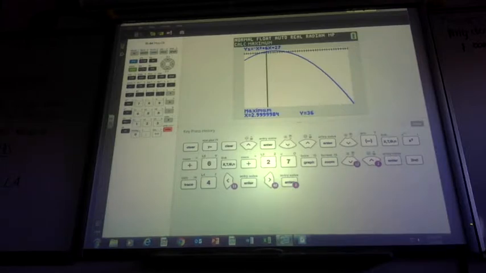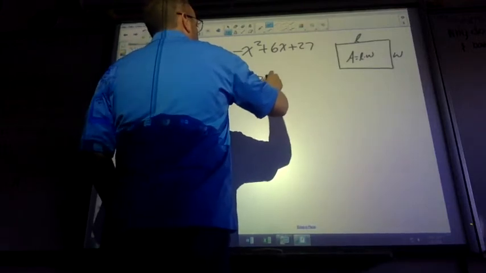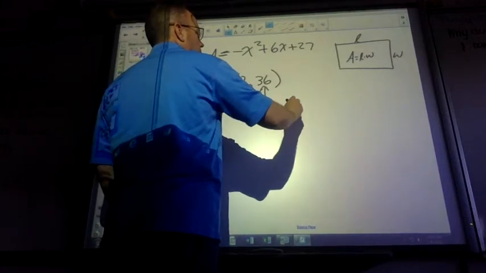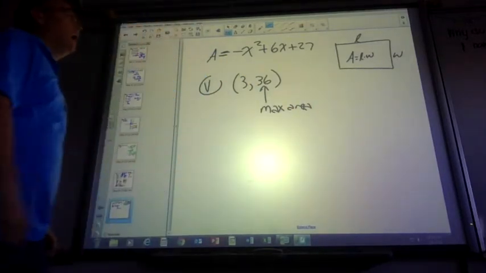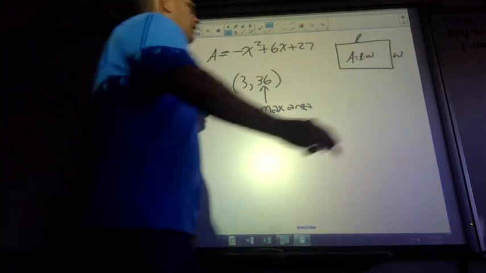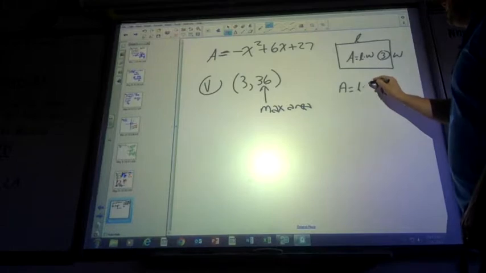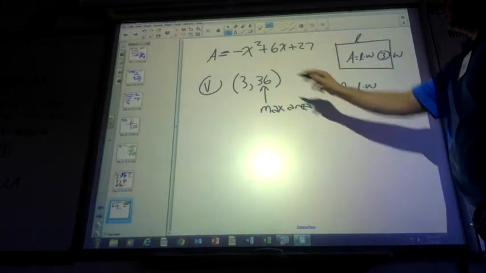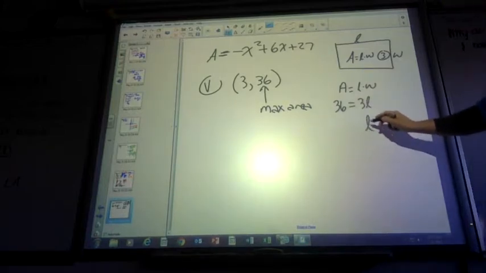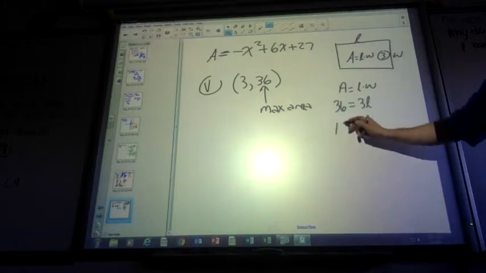So let's go back to our original problem. So we found on here that we have 3 comma 36. This is my maximum area. So 3 has to either be length or width. I don't care which one it is. Pick one. So I'll make 3 my width. So I know that area is equal to length times width. So area is equal to 36 is equal to 3 times L. So what does L have to be equal to in order to get this maximum area? 12.